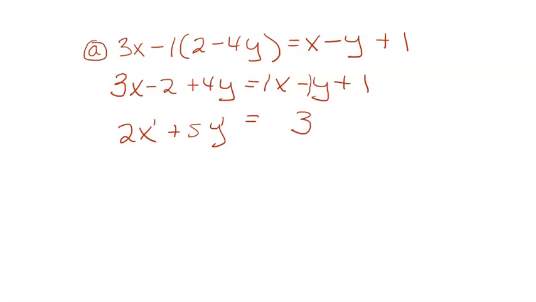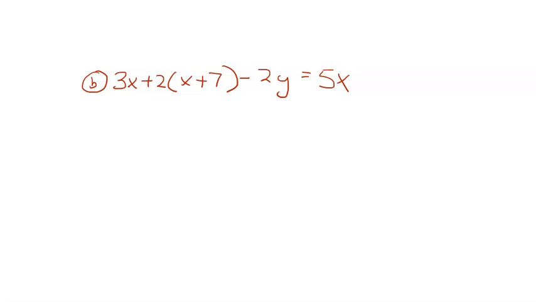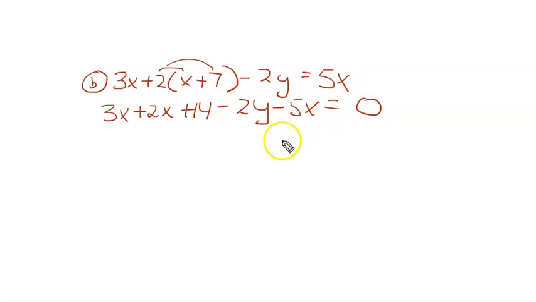All right, let's go on and do the next one. So always be sure you've copied the example correctly. I check that and go to the whiteboard. And again, using some basic algebraic skills, I'm going to clear parentheses, so we get 3x. Distribute this. This is plus 2x plus 14 minus 2y. And I'm going to bring this 5x over to this side as a -5x for now. And that equals 0.